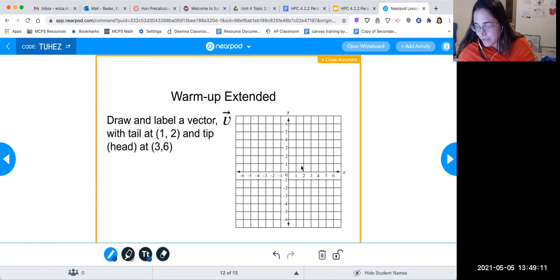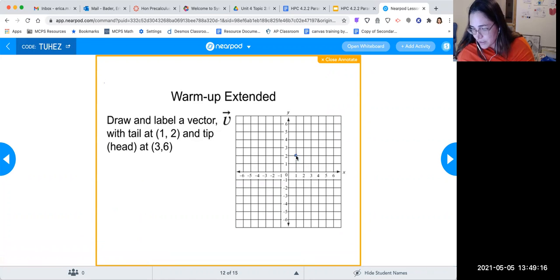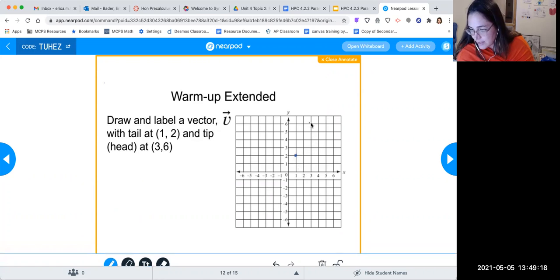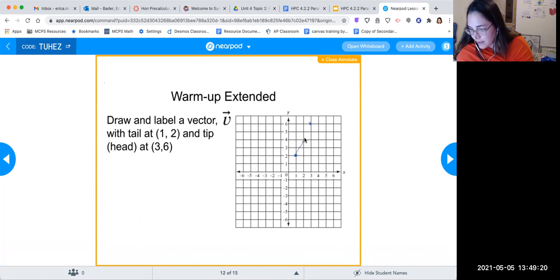So if we draw and label a vector v with tail at (1, 2) and tip at (3, 6), you can draw it on your own if you want. I'm going to draw it here. So (1, 2), and then (3, 6). Okay, so this is vector v.